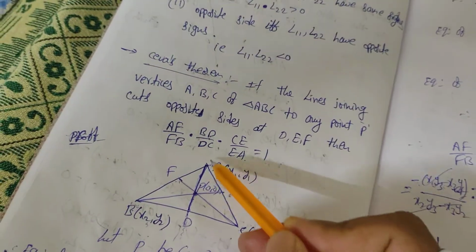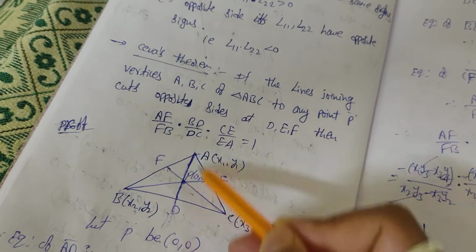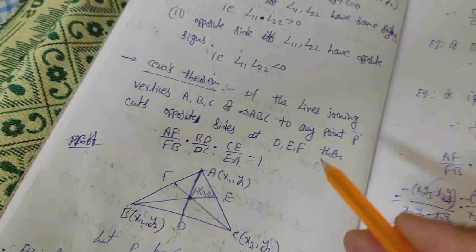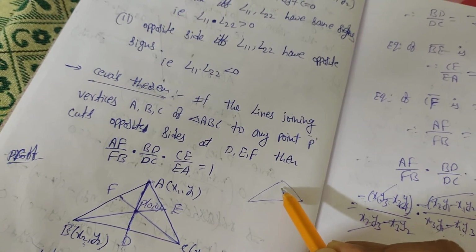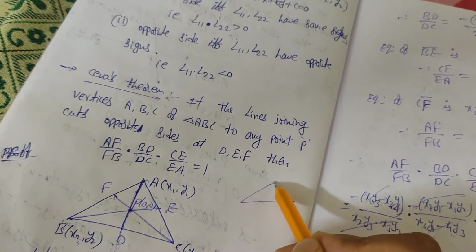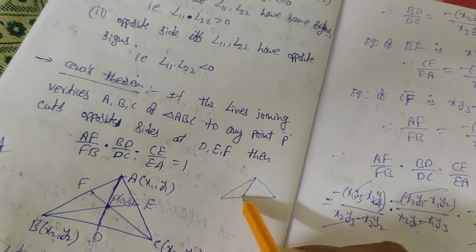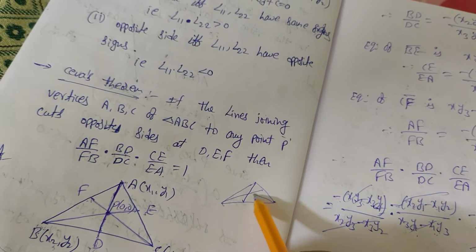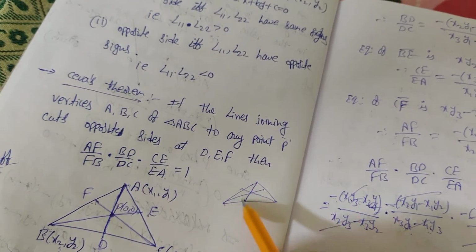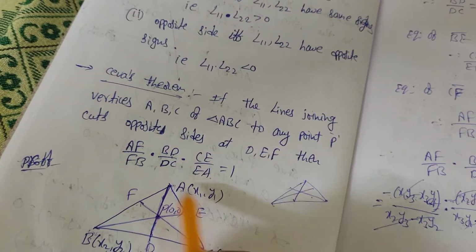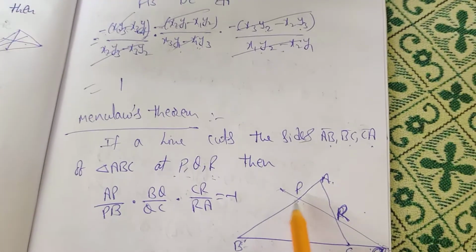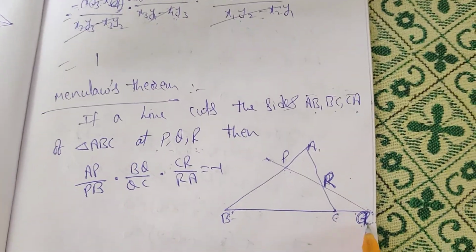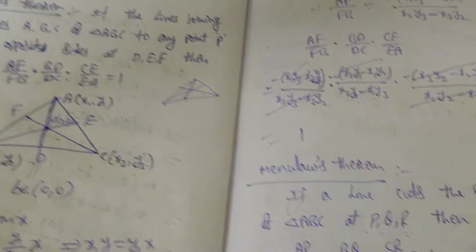Ceva's theorem means, in any triangle, if you drop a line segment from a vertex to the opposite side, that is called a Cevian. All these are called Cevians. Because of these Cevians, we constructed this formula, so you call this Ceva's theorem. Menelaus's theorem means this one constructed by a single line. So you just remember the difference between these two theorems.